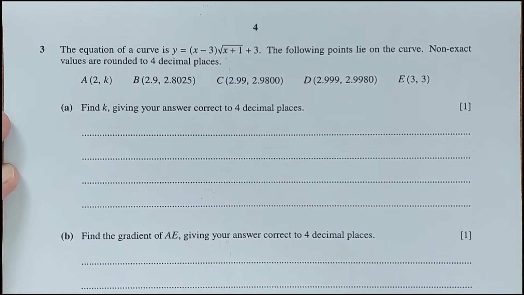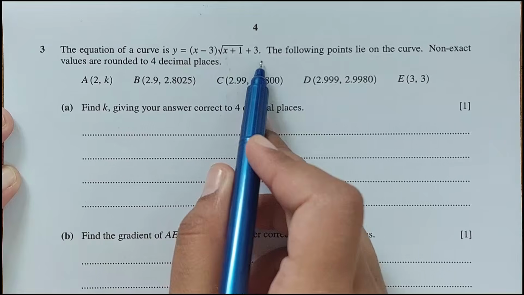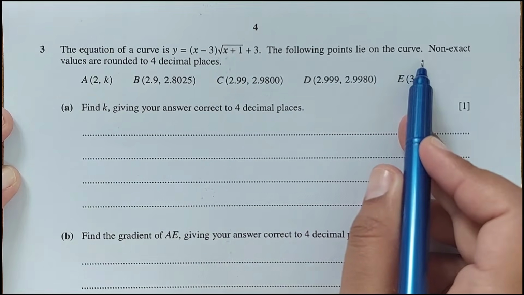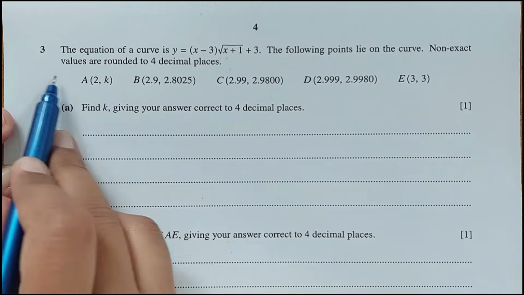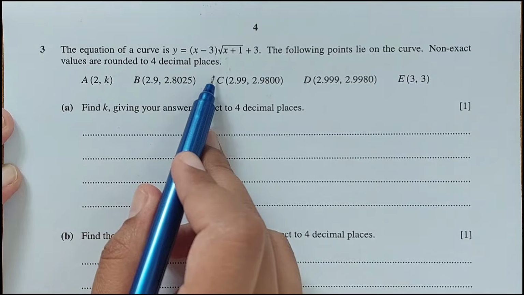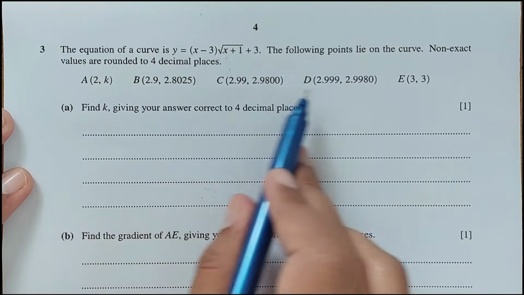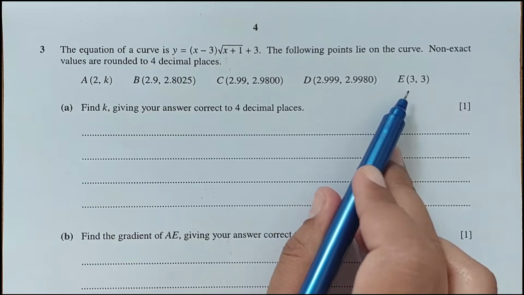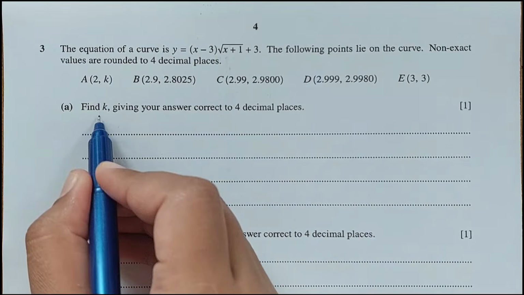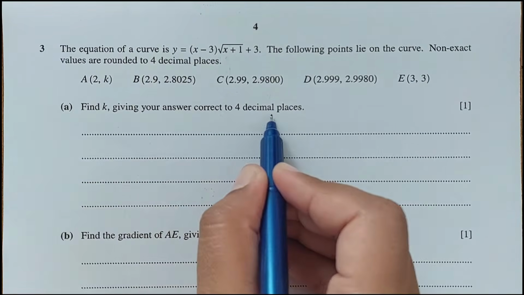Question number 3. The equation of a curve is y equals this. The following points lie on the curve. Non-exact values are rounded to 4 decimal places. Points A, B, C, D and E lie on the curve, right? Part A, find k, giving your answer correct to 4 decimal places.